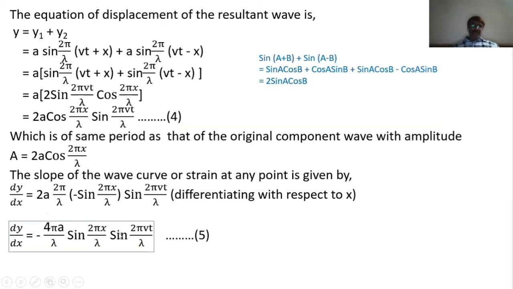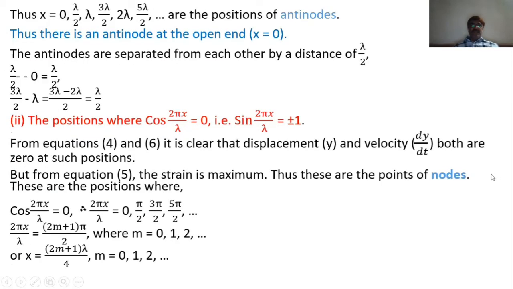Now displacement and velocity are 0. And what about the strain here? Since the sine function is maximum, strain is maximum. And if strain is maximum, that means these are the points which represent nodes, and these are the positions which belong to nodes, and this position can be obtained by simply solving this equation for 2 pi x by lambda. So cos 2 pi x by lambda equal to 0.